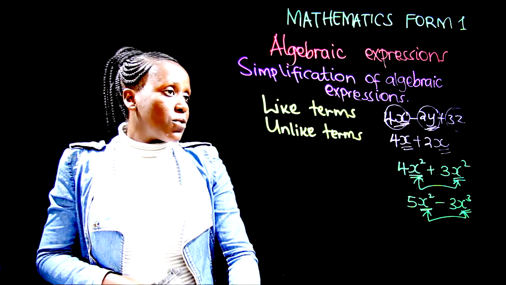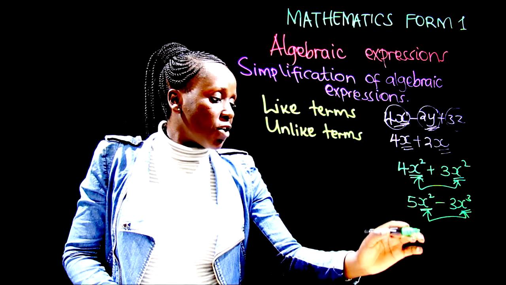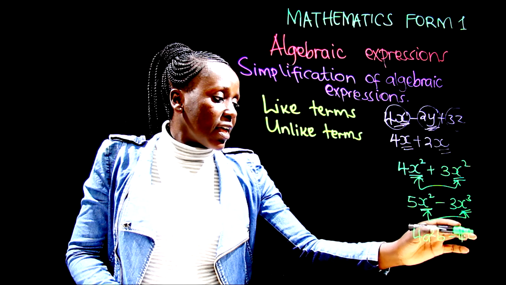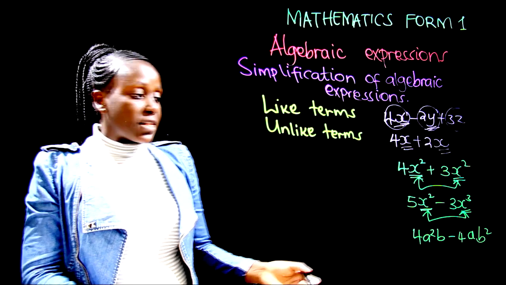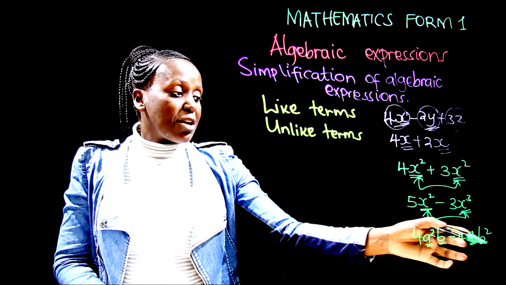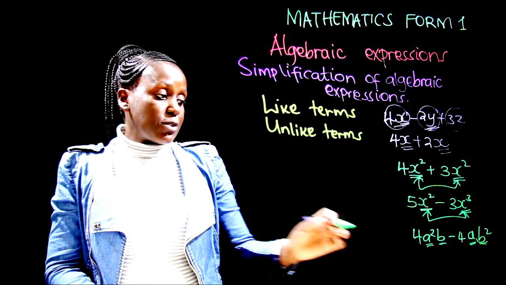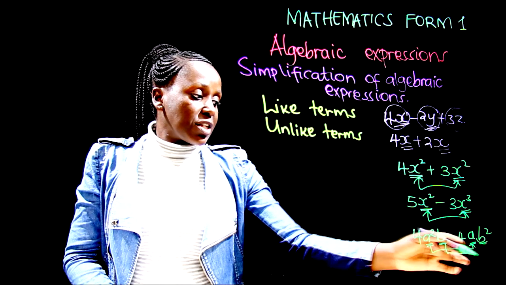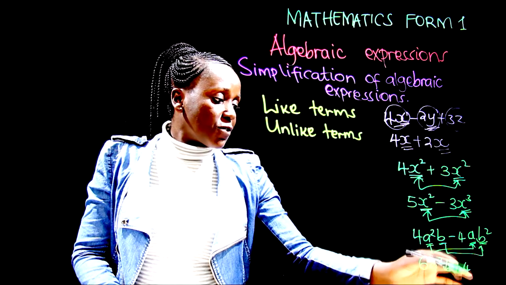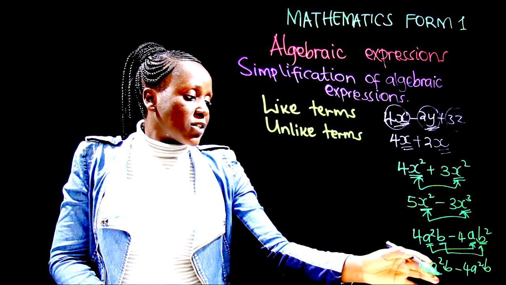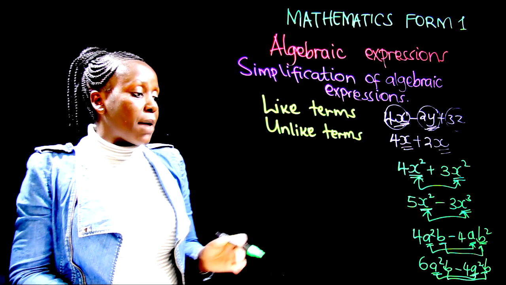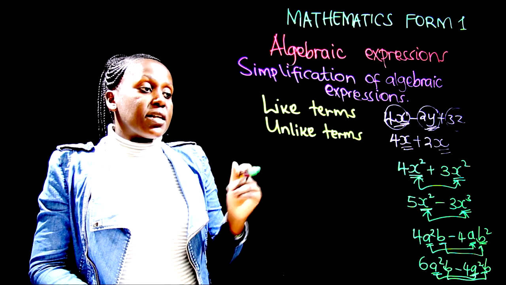Another example is if you have, let's say, 4a squared b minus 4ab squared. When you look at these two, here a is squared, here a is not squared. Here b is not squared, here b is squared. So the two are unlike terms because the powers on each letter are not the same. However, if you had a question like 6a squared b minus 4a squared b, you notice here a squared, it is also squared here. b is not squared, it is also not squared in the other term. So these two terms are like terms.